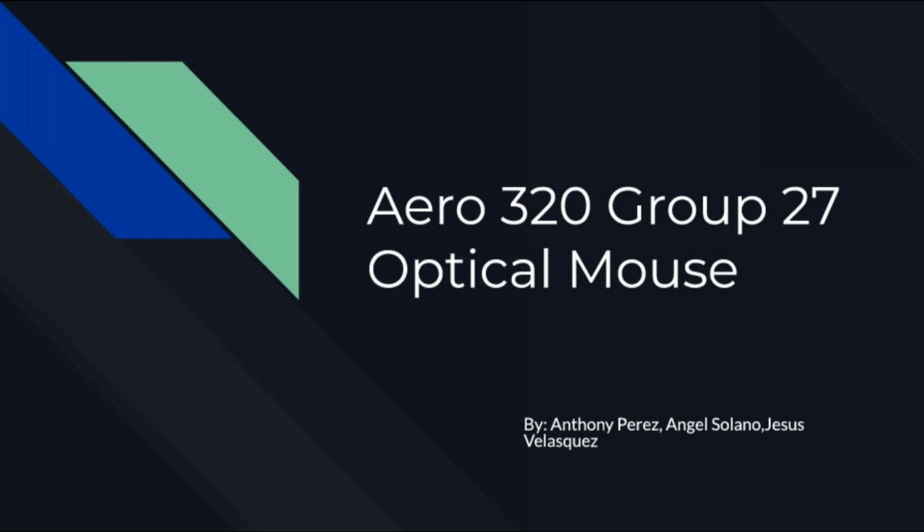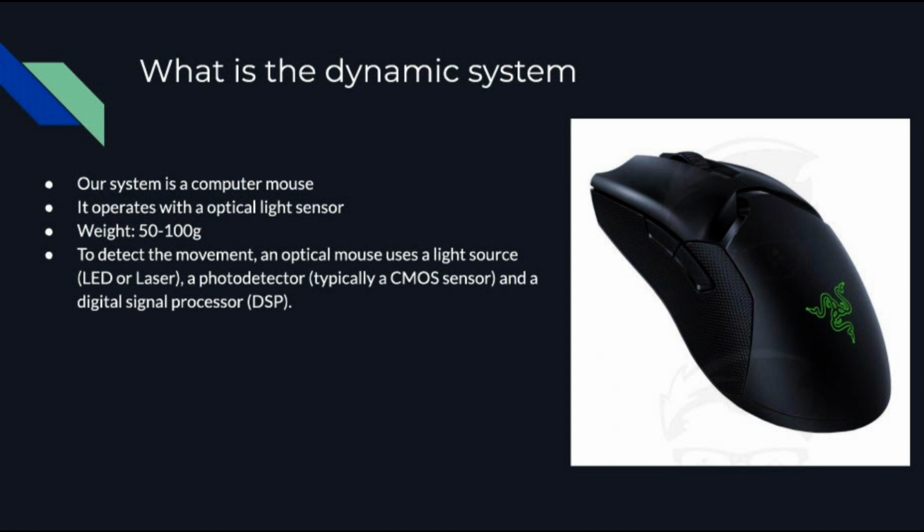We chose an optical computer mouse as a dynamic system. Our system operates with an optical light sensor. They weigh between 50 and 100 grams. To detect movement, an optical mouse uses a light source, LED or laser, a photo detector, typically a CMOS sensor, and a digital signal processor.